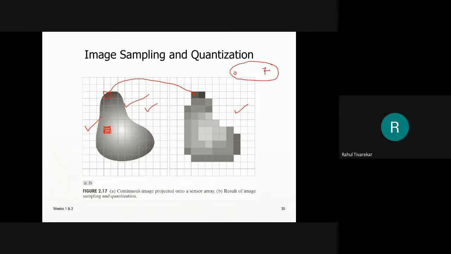Okay, so the first one is the original continuous image, and the second is the result of image sampling and quantization. Please type in the chat box whether you understood this. This type of sampling and quantization you can also observe if you zoom into some black and white image to the maximum possible limit. You will be able to see this kind of checkerboard pattern. Please type in the chat box whether you understood.